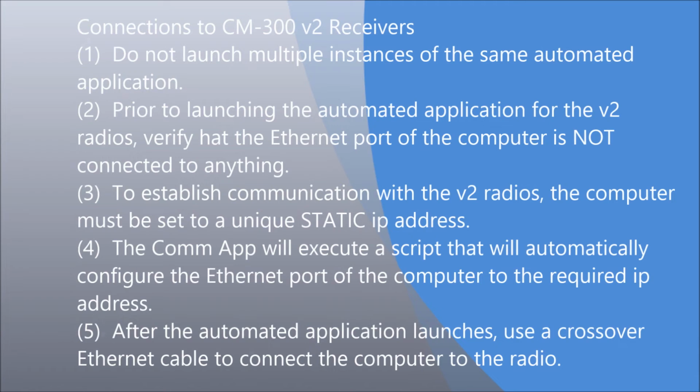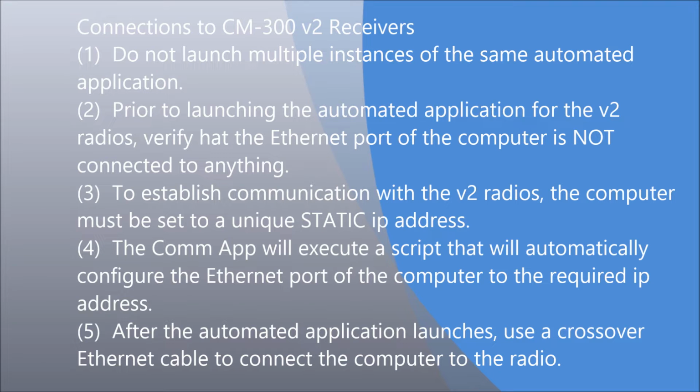Before we begin, I want to go over a couple things related to the connections that we're going to be making between the computer and the radio equipment, and the computer and the test equipment. First of all, do not launch multiple instances of the same automated application. This will create problems. Prior to launching the automated application, make sure that nothing's connected to the Ethernet port on the computer, sometimes referred to as the network port. To establish communication, the radio and the computer must be configured to a unique IP address. Now, the Comm App will automatically execute a script that will configure the Ethernet port to a static IP address, so you don't have to do anything.